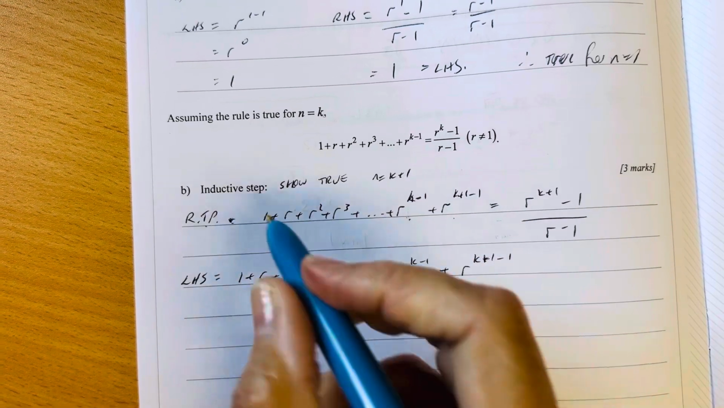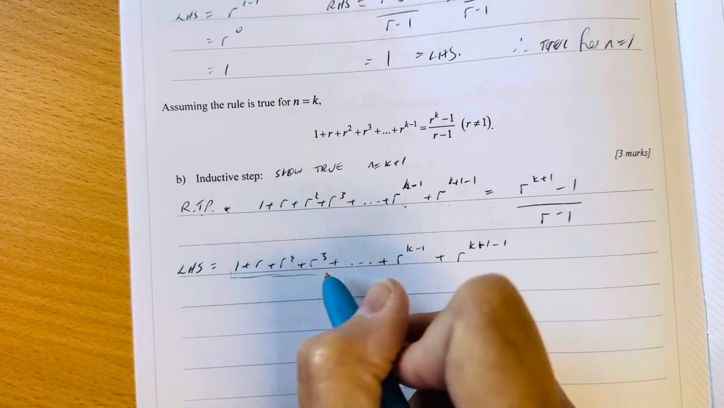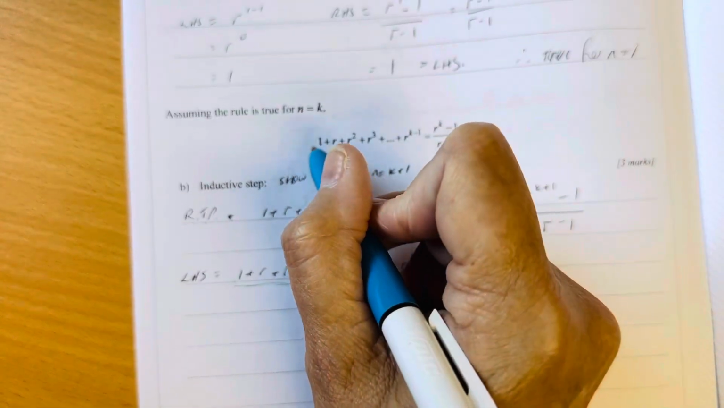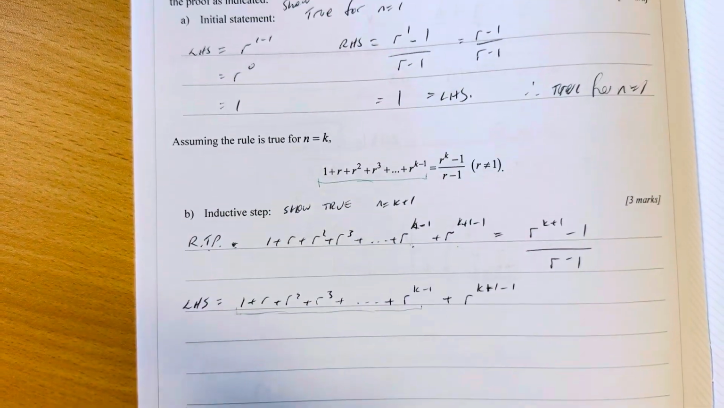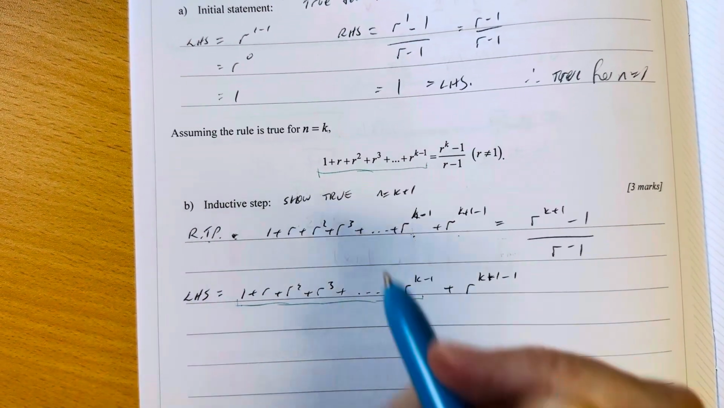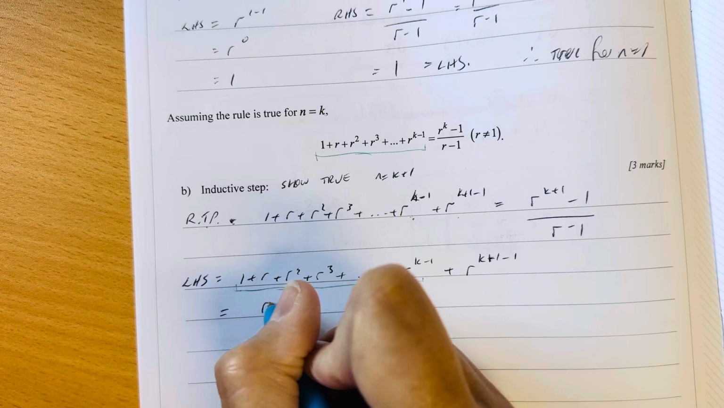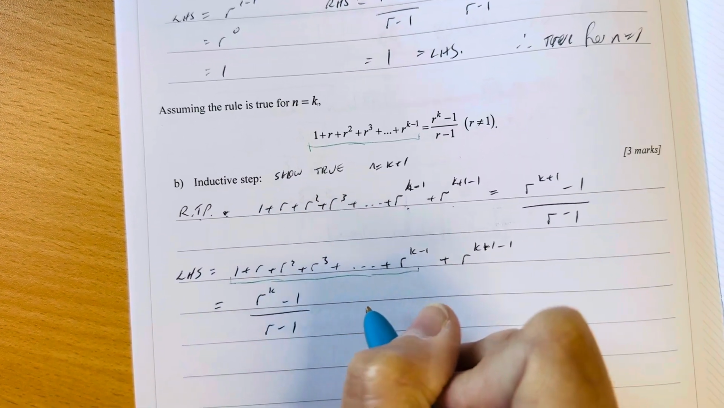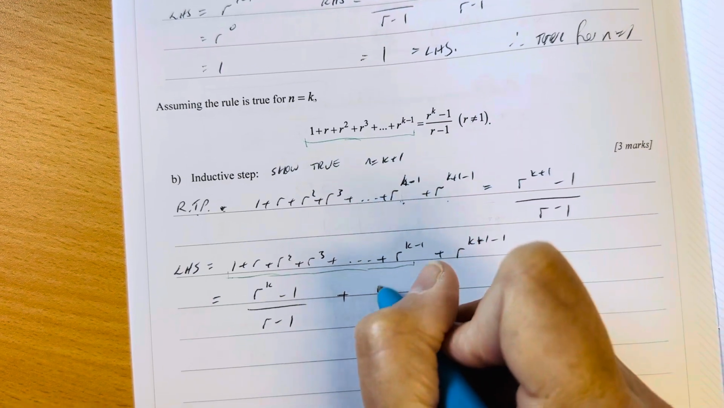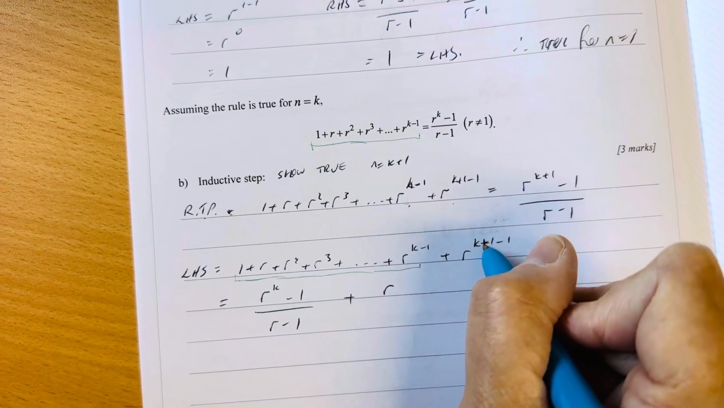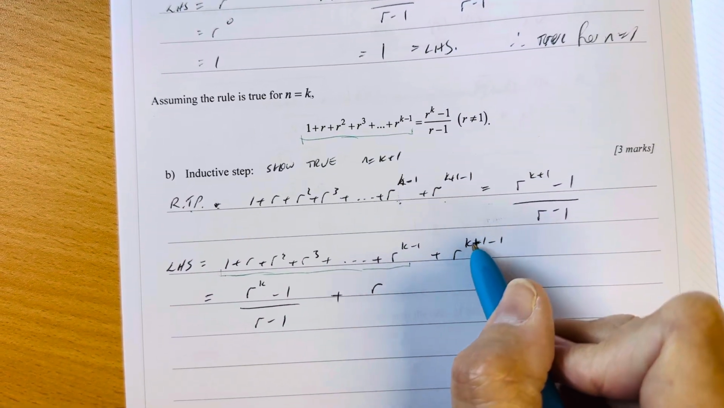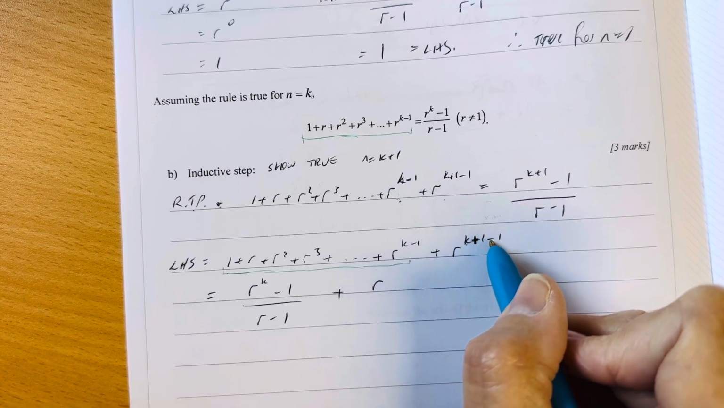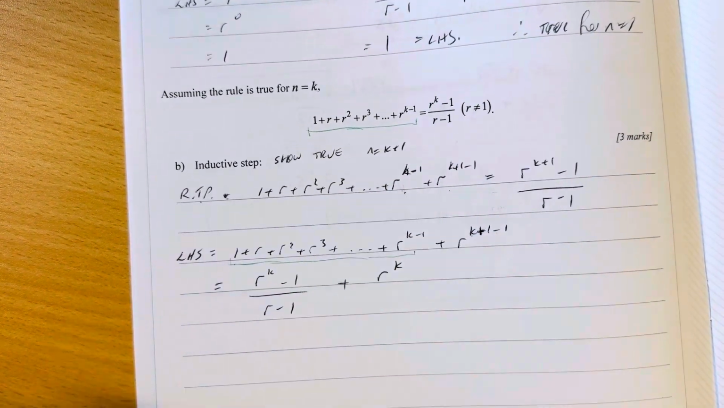This is where we're going to do our substitution. This bit is this bit from step 2, from our assumptions. So that's equal to r to the k minus 1 over r minus 1, plus r to the, now here we can simplify this too, can't we? Because it's k plus 1 minus 1, r to the k.